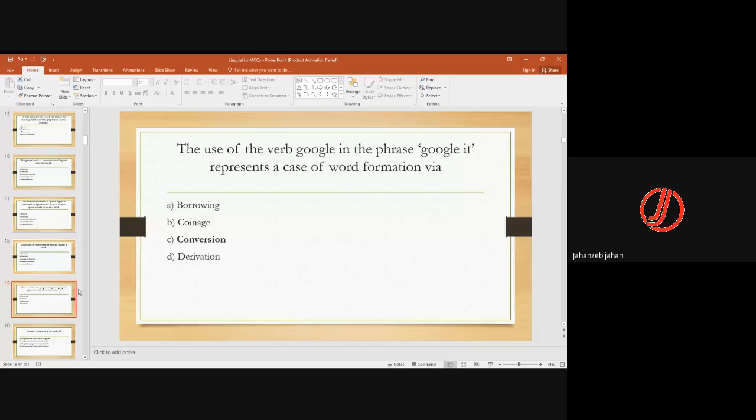और साउंड्स हम तक पहुंचती किस तरह है, किस मीडियम के जरिए, दैट इज acoustic phonetics. So the use of verb Google in the phrase Google it represents a case of word formation via conversion. So यहाँ पे क्लास चेंज हुई, कन्वर्ज किया गया, लाइक वही नाउन उसको सेम वर्ब के जरिए रिप्रेजेंट किया गया. सो दिस प्रोसेस इज कॉल्ड कन्वर्जन.